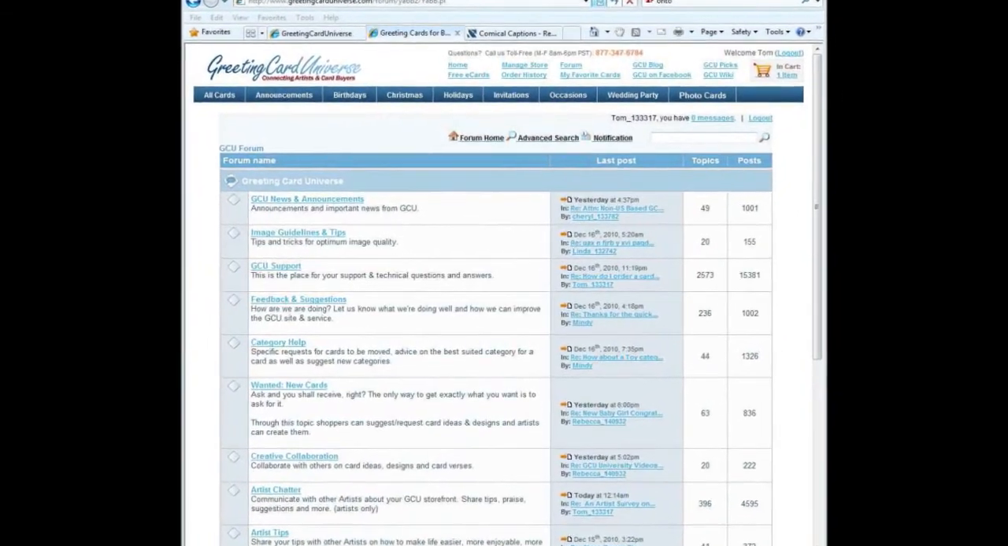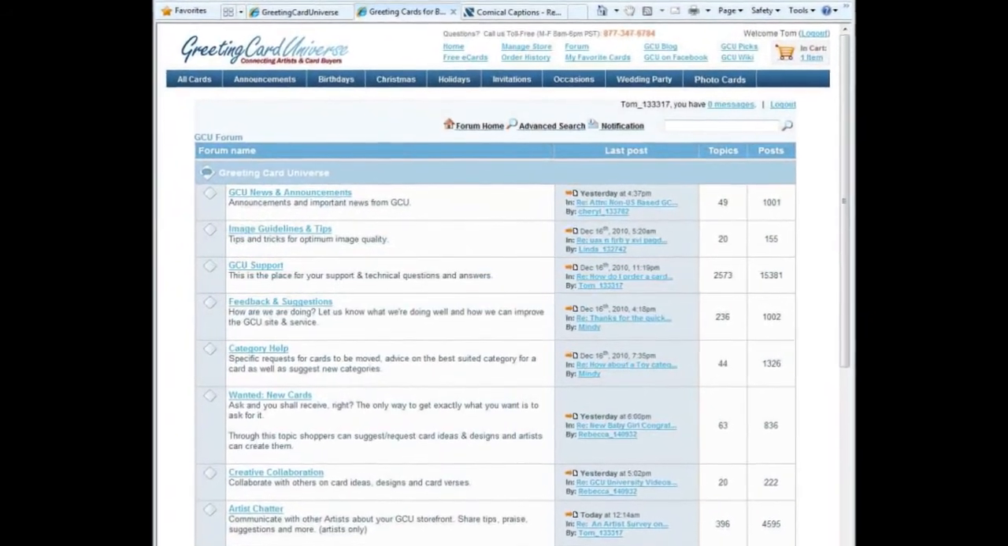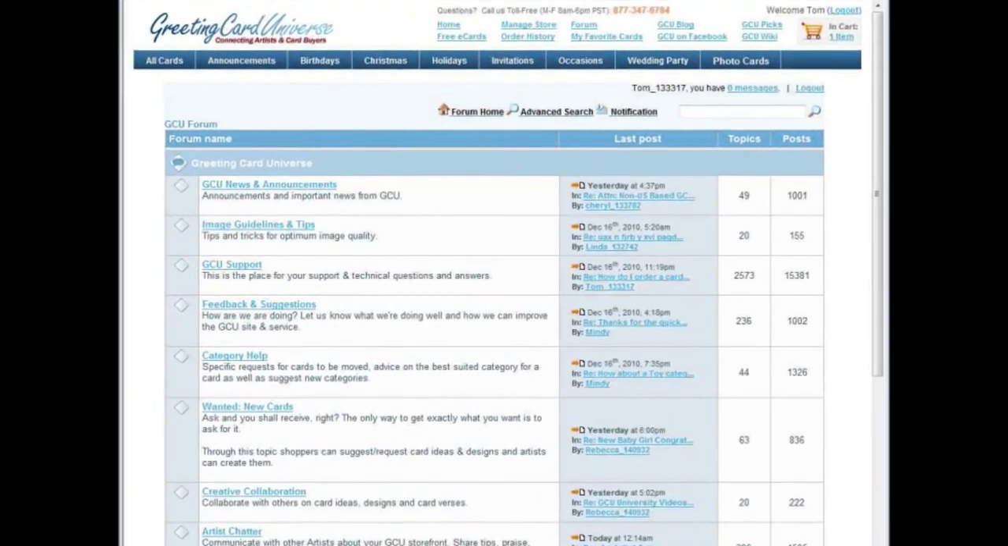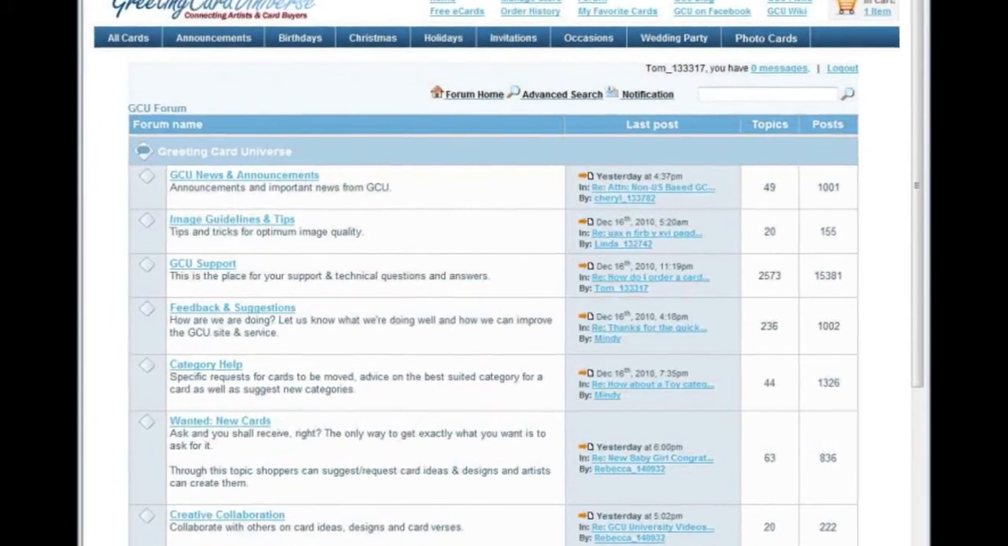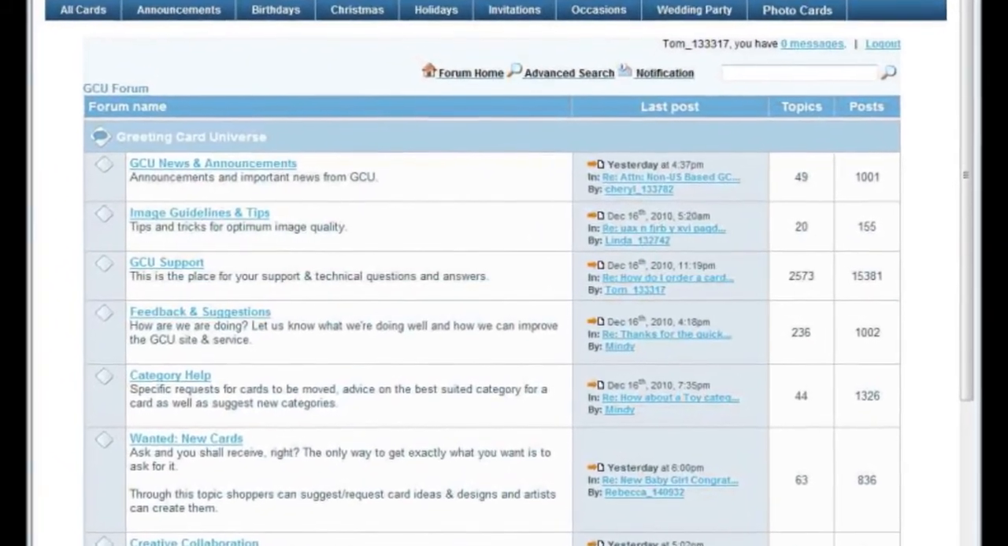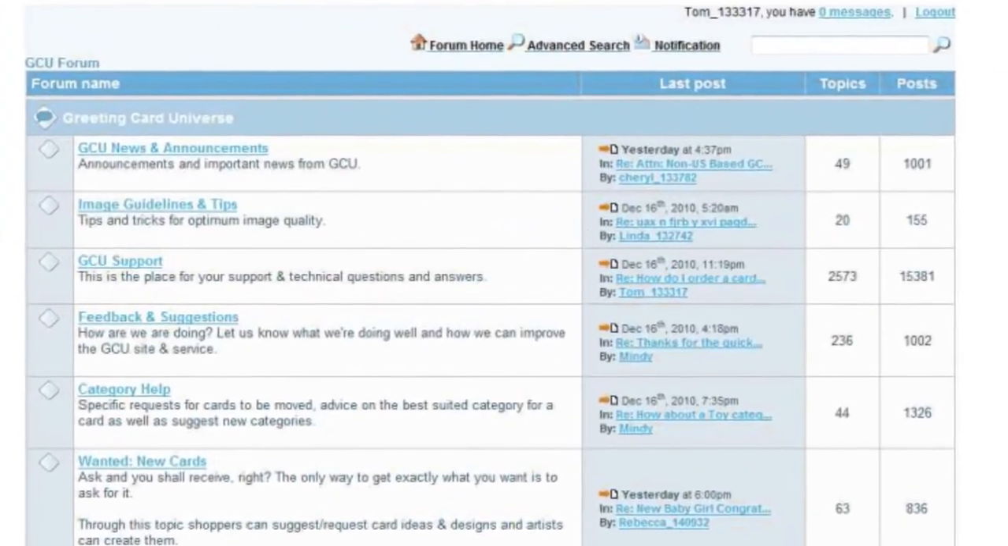I hope this has made categorization more clear to you. If you have any questions on which categories to use, consult the forum before you upload. This will get your cart through the review process more quickly.